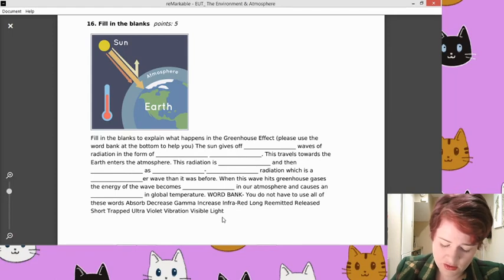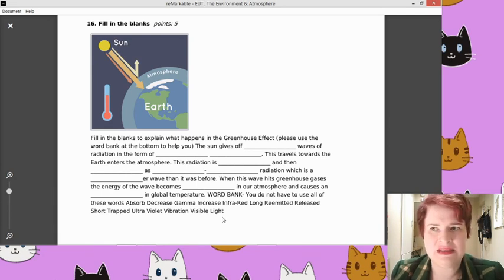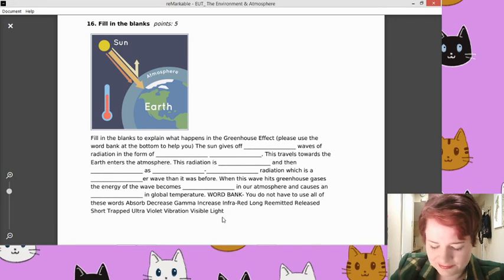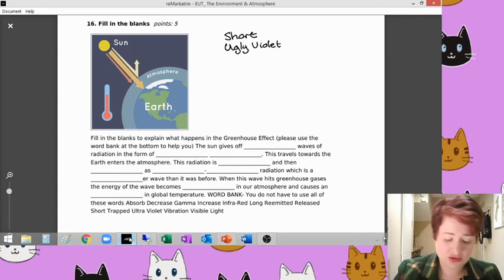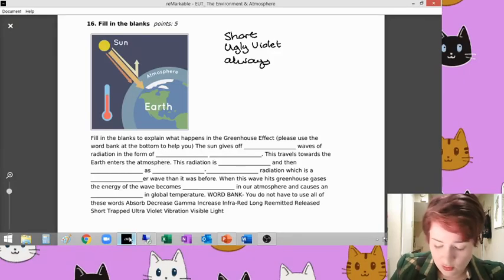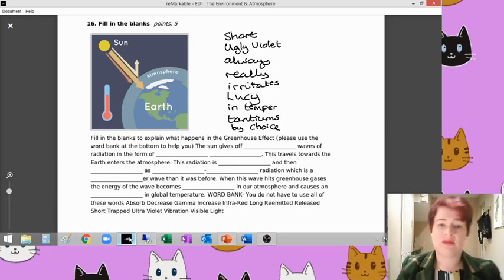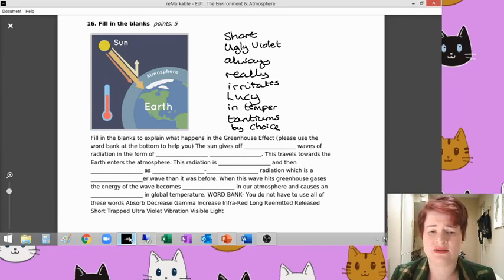Okay, so fill in the blanks to explain what happens in the greenhouse effect. So the greenhouse effect, I told you a little silly way of remembering it. Short, ugly violet always really irritates by choice. So that was just our silly way of remembering. Short, ugly violet always really irritates Lucy in temper tantrums by choice, if you want to include that as well.